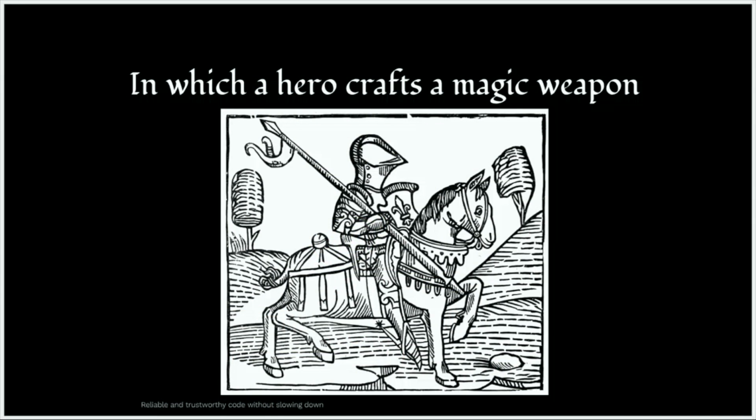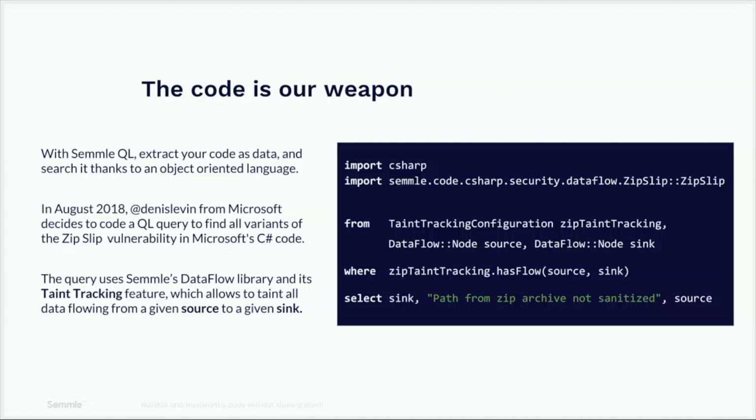So this is where our hero crafted a magic weapon. As we're all grown-ups, we know that there is no such thing as a magic weapon. And we're all software developers, and we know that the only weapon we have is code. So what happened is that we coded the weapon.